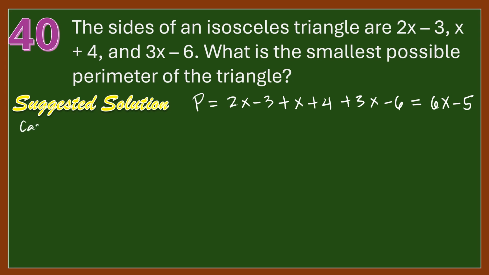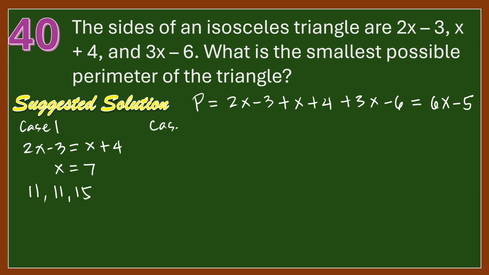Let's have case 1, when the side 2x minus 3 is equal to the side with length x plus 4. Solving for x, x is equal to 7. Hence, if x is equal to 7, the sides of the triangle will be 7 for x, 2 times 7, 14 minus 3, that's 11 for 2x minus 3, also 11 for x plus 4, and 15 for 3x minus 6.